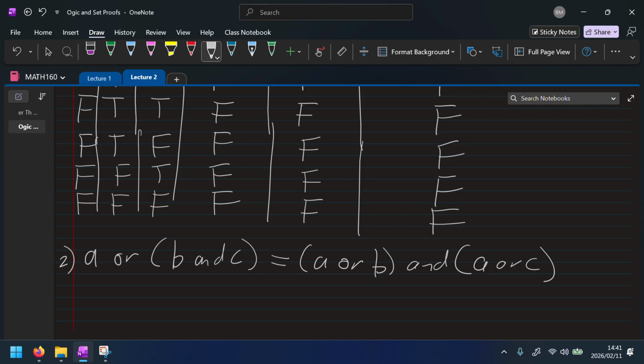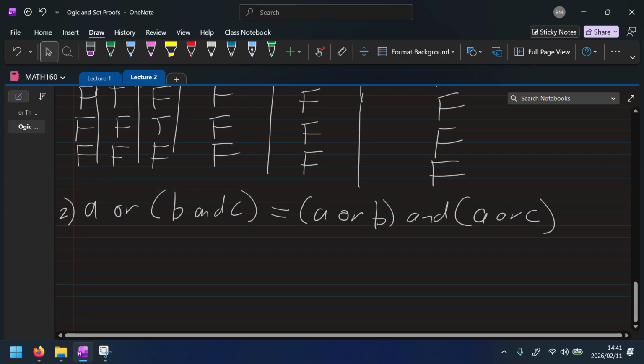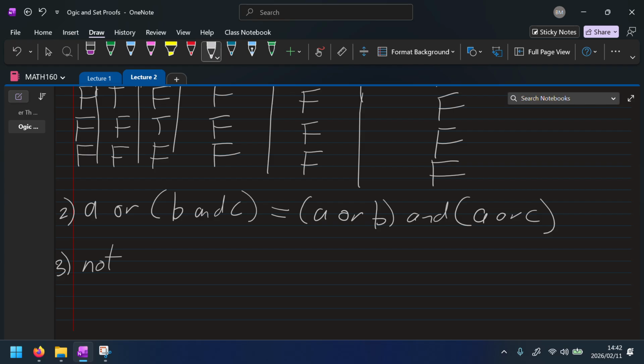And then these last two will also be for homework, but we will start with them next time. So number 3. So I'm not going to give you any hints. I'll see if you can figure this out on your own. And then tomorrow we'll go through it. So not A or B is equal to not A and not B. Okay, I'm not going to give you any hints. I'm sure you can figure it out.